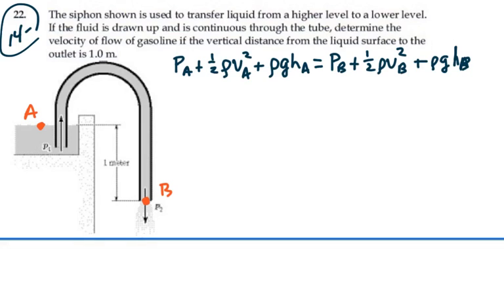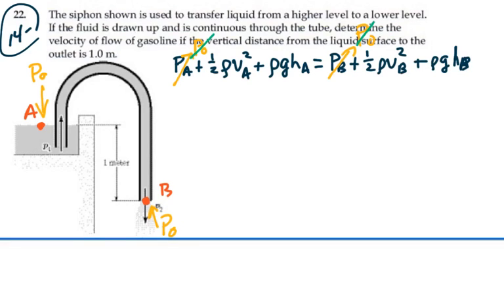Point A is open to the atmosphere, so we have an absolute pressure bearing down of 1 atmospheric pressure. Same thing at point B. Point B is open to the atmosphere, so the absolute pressure at point B is also atmospheric pressure, and those will cancel out on both sides.